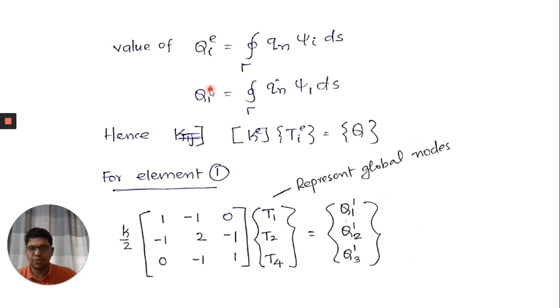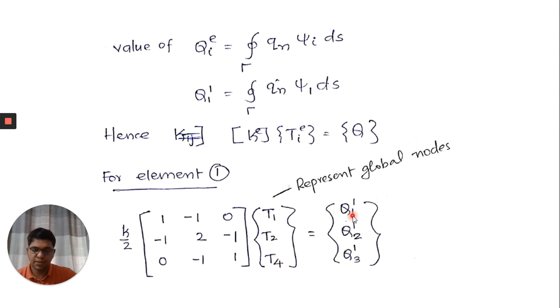So if you represent for first element and first local node, then you can represent like this Q1 psi 1 ds. So the equation we have is k into Ti is equal to 2. So for element number 1, I can write this is the elementary stiffness matrix. Then temperature local node 1 represent global node 1, local node 2 represent global node 2, local node 3 represent global node 4. So you have T1, T2, and T4.